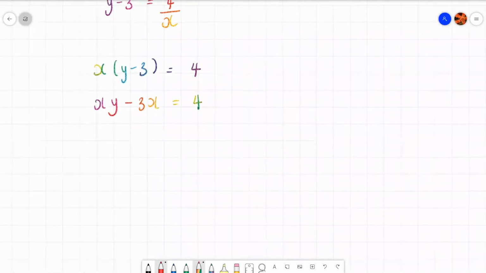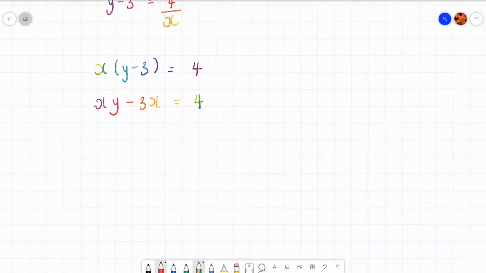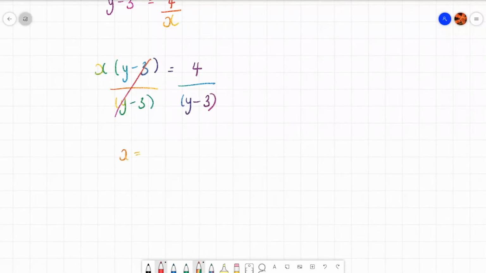Oh, we've got a problem there, actually. We don't need this step, do we? Because watch, we can just get rid of that. Sometimes you might start to do something because you're so programmed into thinking this is what you do. Let's expand a bracket, or factorize, but you might not need to do that. I could just get rid of this bracket, actually, by dividing it. So we've got x equals 4 over y minus 3.